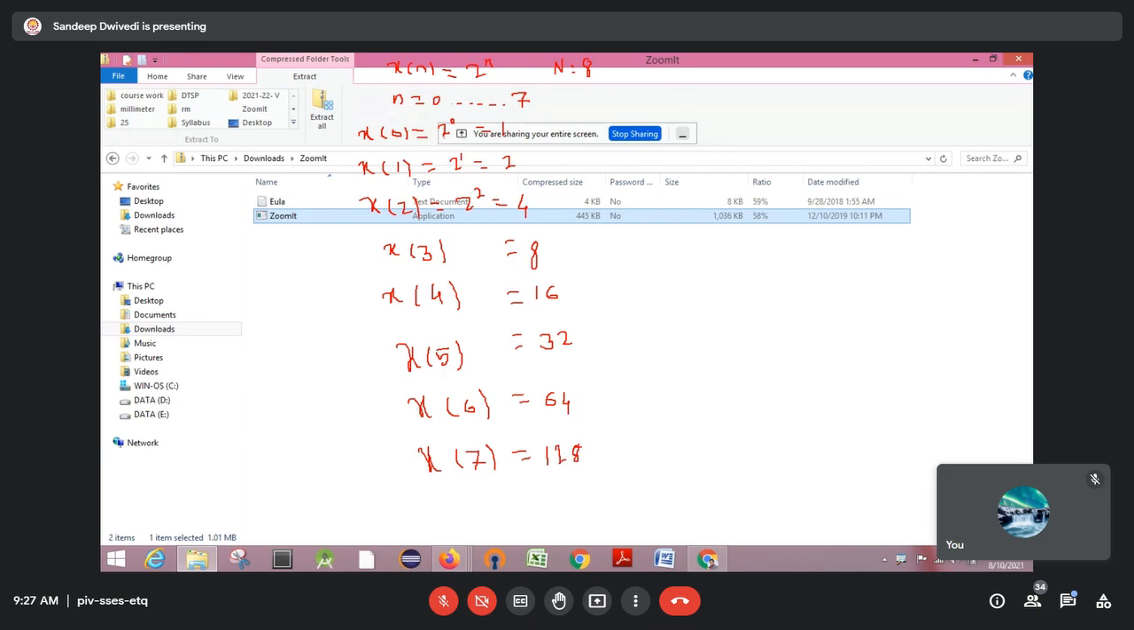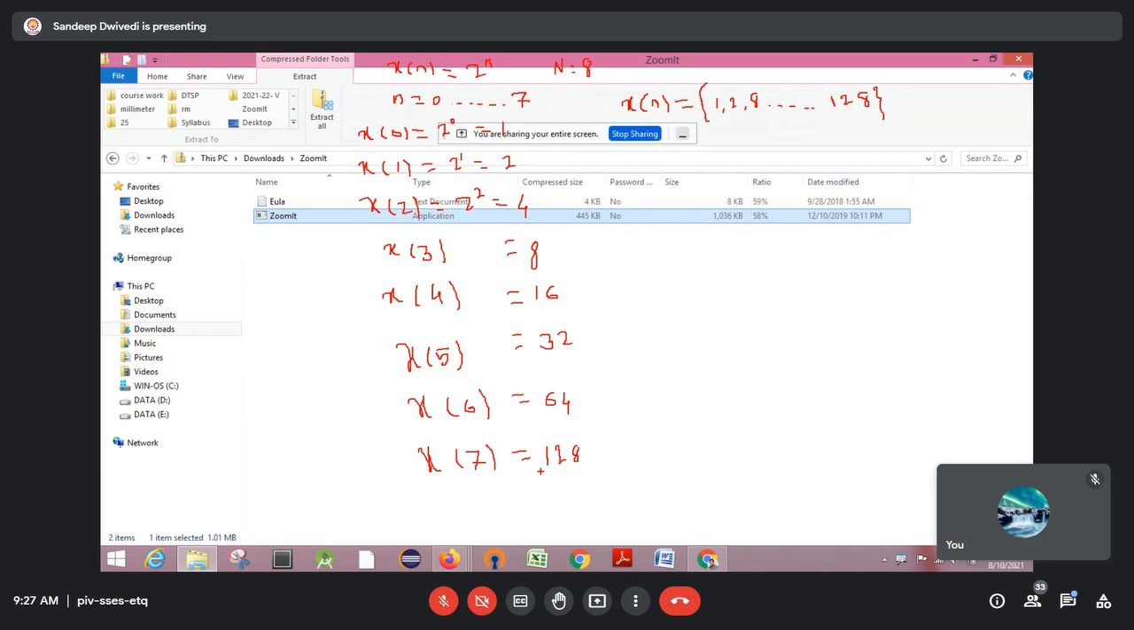Okay, so like this you will get the sequence. This will be your x of n. You can write all these values in curly brackets: 1, 2, 4, 8, 16, 32, 64, 128. First of all, you need to write the sequence in a proper way, in numbers like this up to 128. This is your x of 0, x of 1, x of 2, like this up to x of 7.